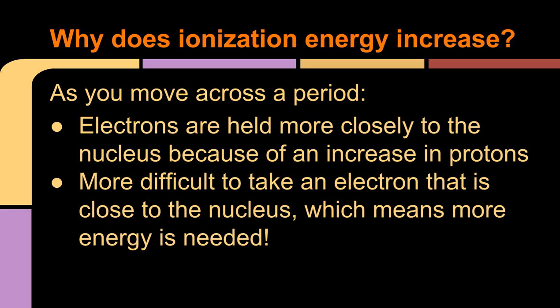So more energy is going to be required to take an electron away from an element like chlorine than it would for an element like sodium. They're both in the same period. However, chlorine is towards the right and sodium is towards the left. So it increases in energy as you go from left to right.